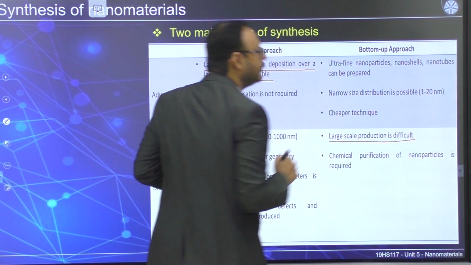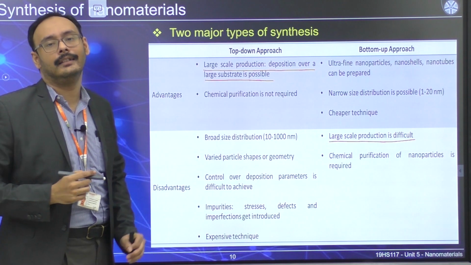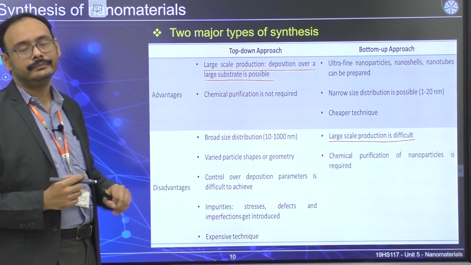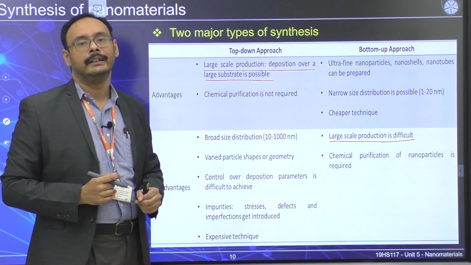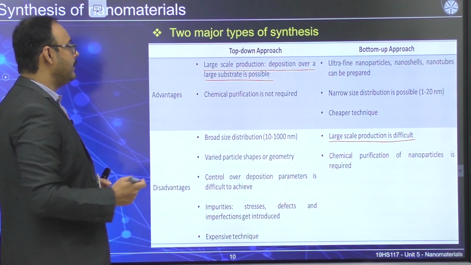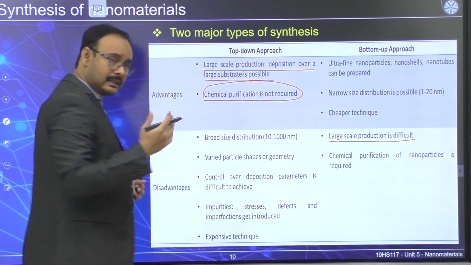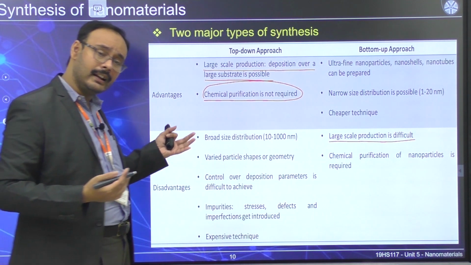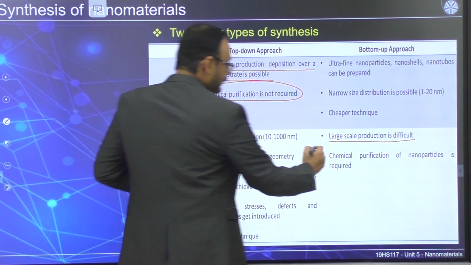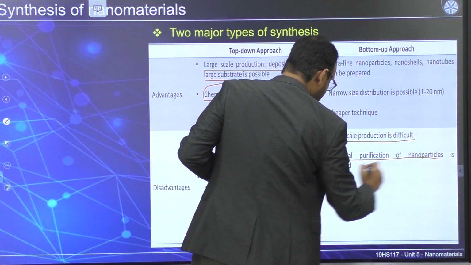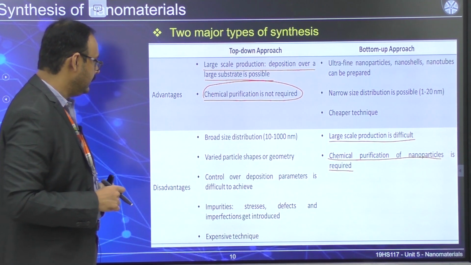Large scale production is difficult. So you essentially need to know one side. You can write the other side just by switching the quadrants, right? So chemical purification is not required. Again, this is not very general, but in most cases it may not be required. Whereas in this case, chemical purification is required. We'll see certain examples of that also.